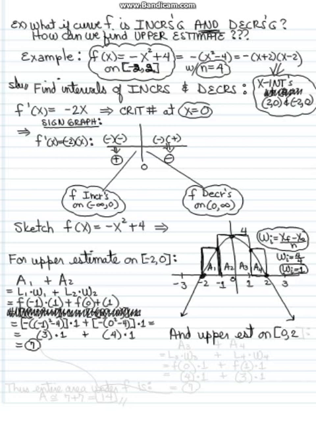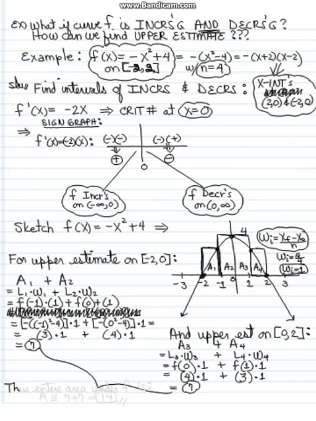Now, for the decreasing portion of the function, we consider the interval from 0 to 2. So we're looking at the area of a sub 3 plus the area of rectangle a sub 4, length times width plus length times width. Now, this time, in order to get the upper estimate, we're going to be using the left endpoint, not the right endpoint, because the function is decreasing. So we evaluate the function at 0 for the length of a sub 3 and at 1 for a sub 4.